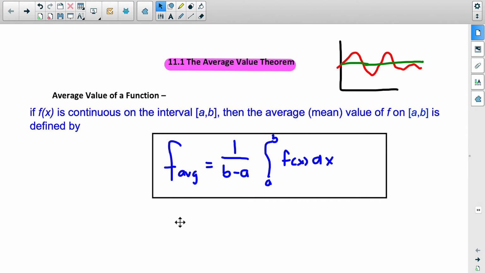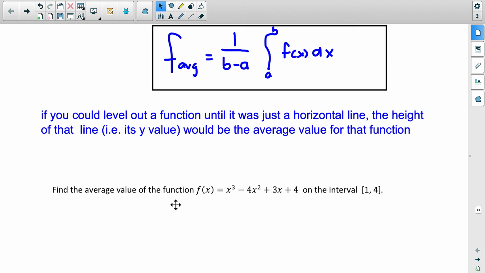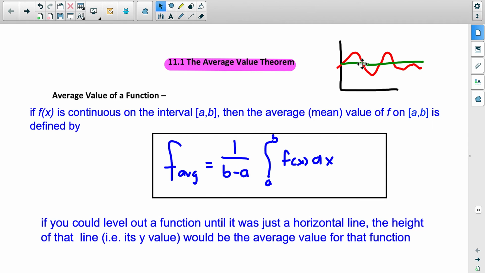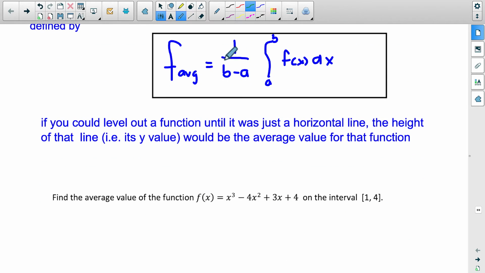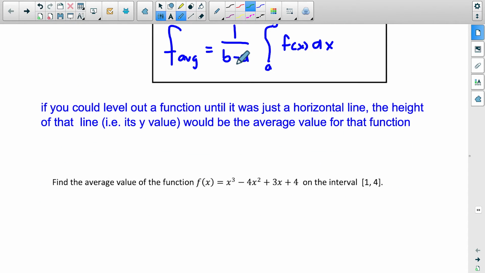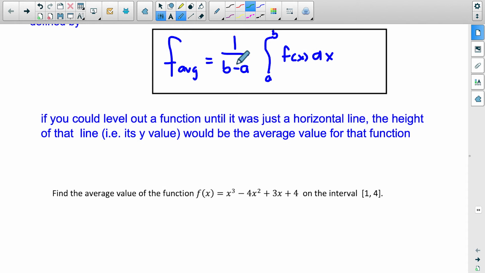This is just to give you a sense of it. If you could level out a function until it was just a horizontal line, that's what I was trying to show you there. The height of that line, in other words, what's its y value? How high up the y-axis does this green line go? That would be the average value for that function. And as I said, this is the formula right there. So it's not too much to figure out. We just have to use the formula.